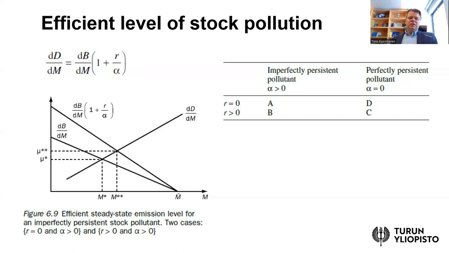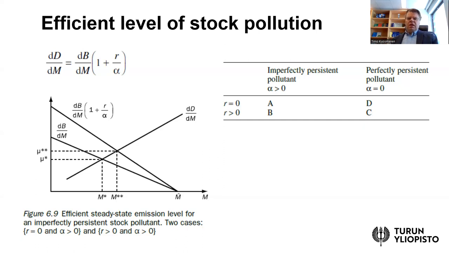So here in this slide, this Greek alpha indicates the decay rate, how quickly this pollutant that has accumulated in the environment decays. So the larger the alpha, the faster the decay. We can talk about a perfectly persistent pollutant in the case that this alpha is zero, so that there's no decay whatsoever. Once it is put into the environment, this pollutant will persist forever and doesn't decay at all.